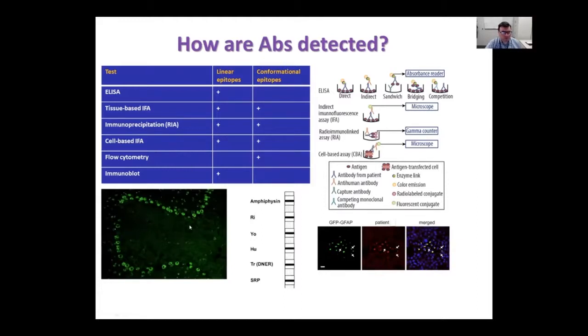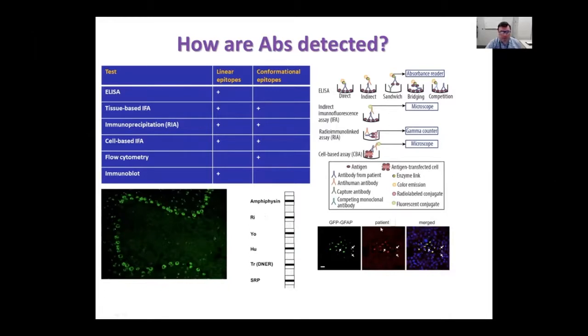And so for this situation, we use this line blot for anti-Yo, and we can use this particular line blot for detecting a number of different autoantibodies at the same time. We use some cell-based immunofluorescence assays, like illustrated here, for confirming other IgG profiles, such as for GFAP antibody here.